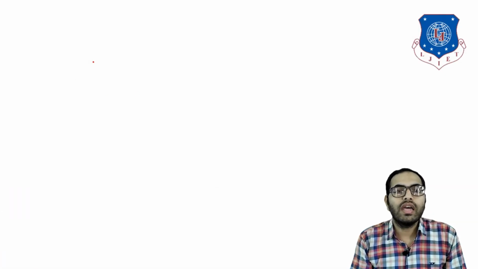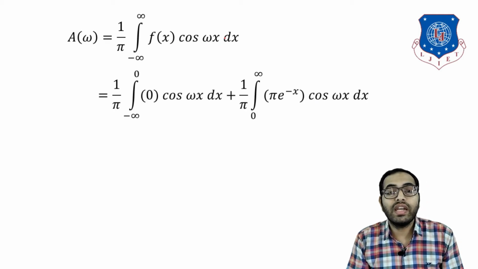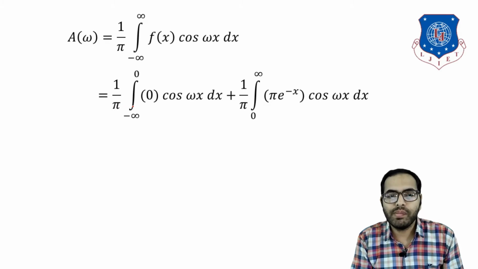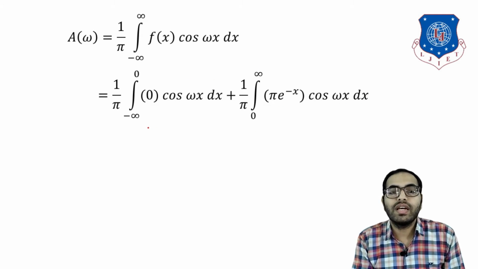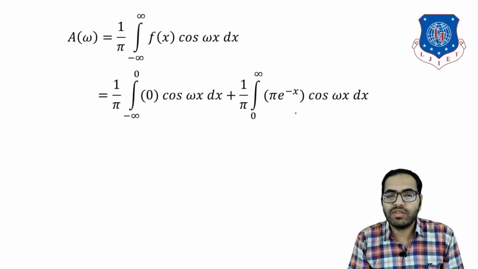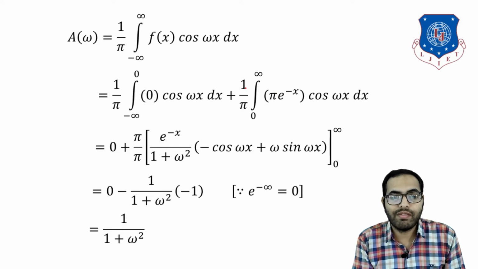We have the formula a of omega equals 1 upon pi integral minus infinity to infinity f of x cos omega x dx, where here our limit is in terms of piecewise continuous form. Then 1 upon pi, splitting the limits, minus infinity to 0 f of x cos omega x dx plus 1 upon pi 0 to infinity f of x cos omega x dx. Whenever x is less than 0, the function is equal to 0, and when x is greater than 0, the function is pi e raised to minus x. Then substituting the values of the function, the first term becomes 0, since 0 into anything is 0. Then pi is a constant, comes out, and pi cancels out, leaving integral 0 to infinity e raised to minus x cos omega x.